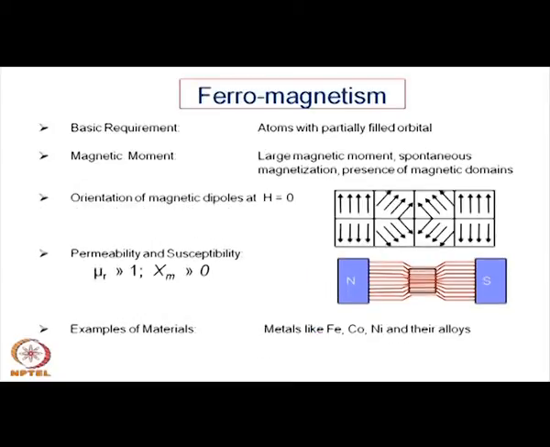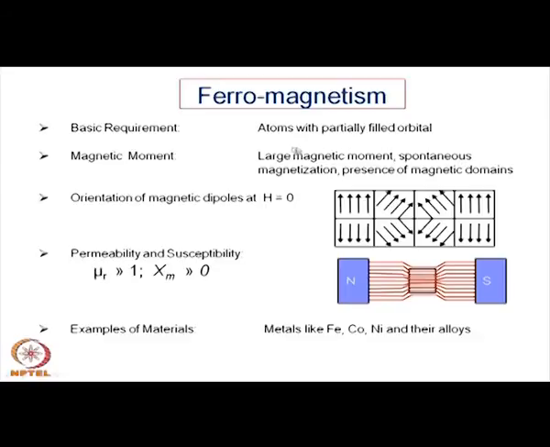Next is ferromagnetic material. Here of course, there is strong magnetic effect, atoms with partially filled orbitals, primarily the d orbital, and then large magnetic moment, spontaneous magnetization, presence of magnetic domains.